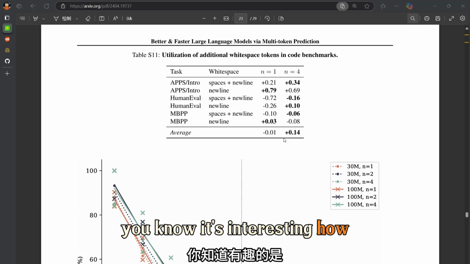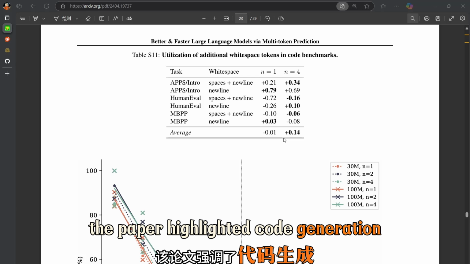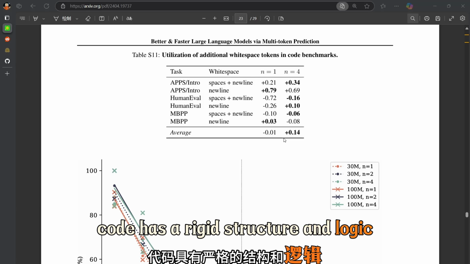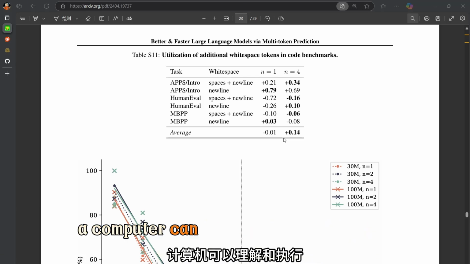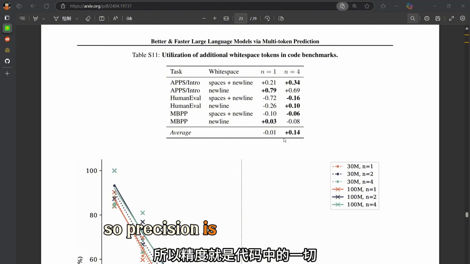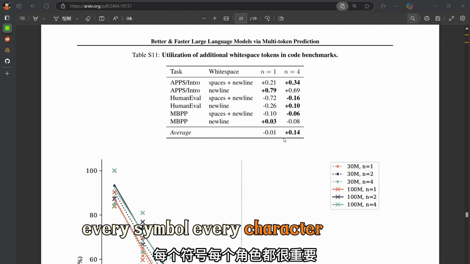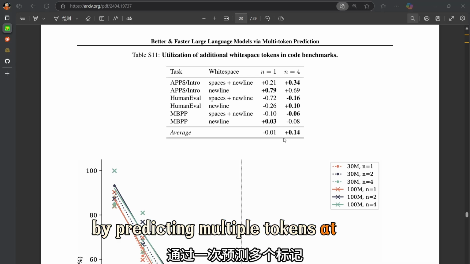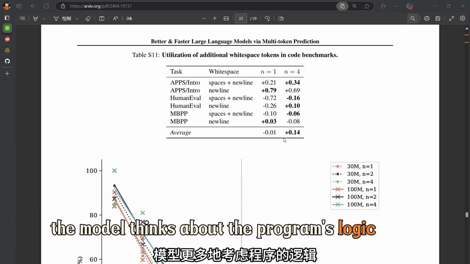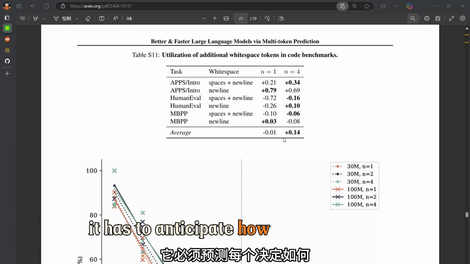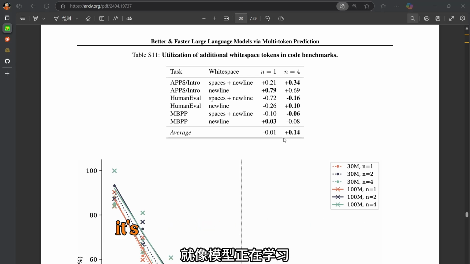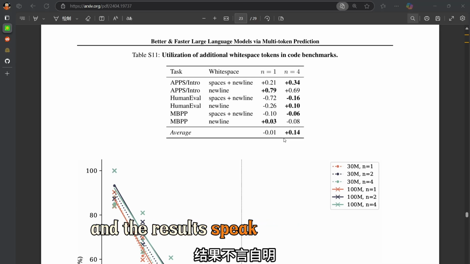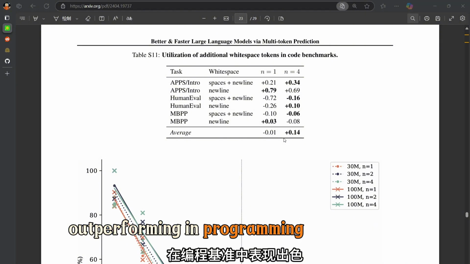You know, it's interesting how the paper highlighted code generation as an area where multi-token prediction shines. Code has a rigid structure and logic. It's about instructions a computer can understand and execute. So precision is everything in code. Every symbol, every character matters. You got it. And that's where multi-token prediction comes in. By predicting multiple tokens at once, the model thinks about the program's logic more effectively. It has to anticipate how each decision affects what comes next. It's like the model is learning to think like a programmer. Love that analogy. And the results speak for themselves, outperforming in programming benchmarks.